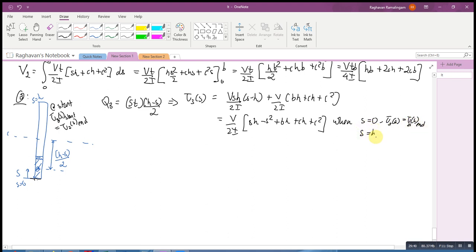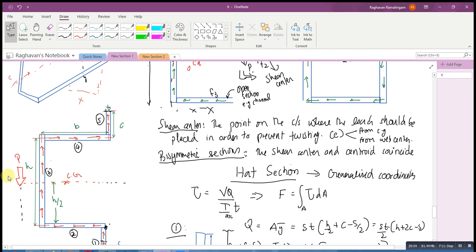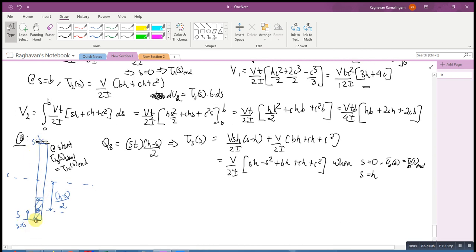Similarly, at s equal to h, which means at the top, remember the top of this is nothing but the end of this flange. This is a symmetric hat section, so whatever was the stress here will be the stress over here also. So whether I do it at the bottom or at the top, I should get the same value of shear stress. If I substitute h over here, then also I get this whole thing going to 0, and I will get the same tau 3 of s equal to tau 2 of s at the end. So this should always be satisfied, such that at the junctions the shear stresses between two elements should be the same at every single junction that you have.